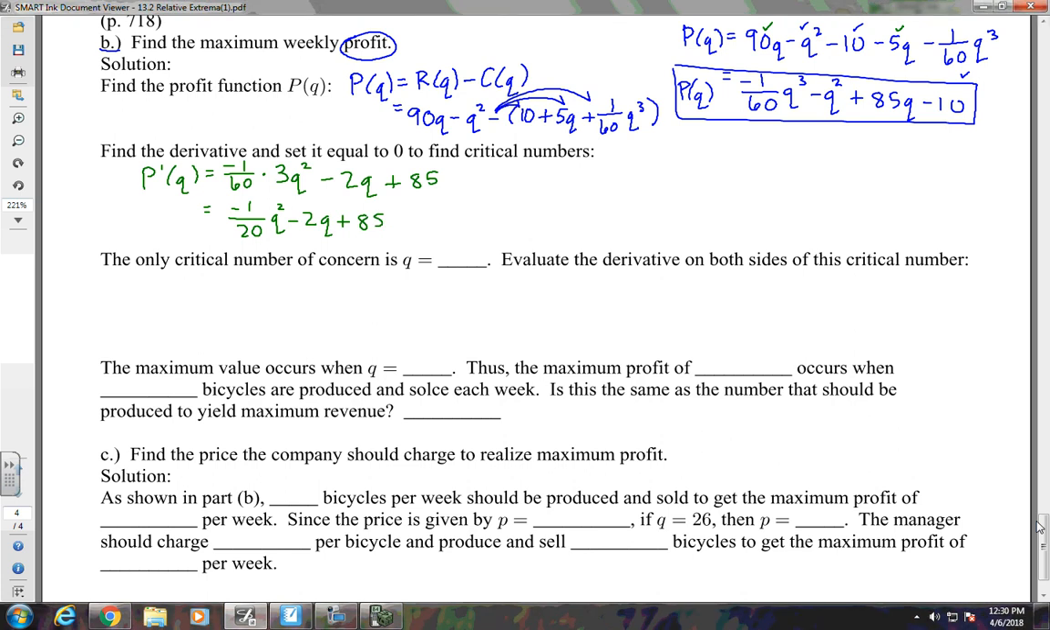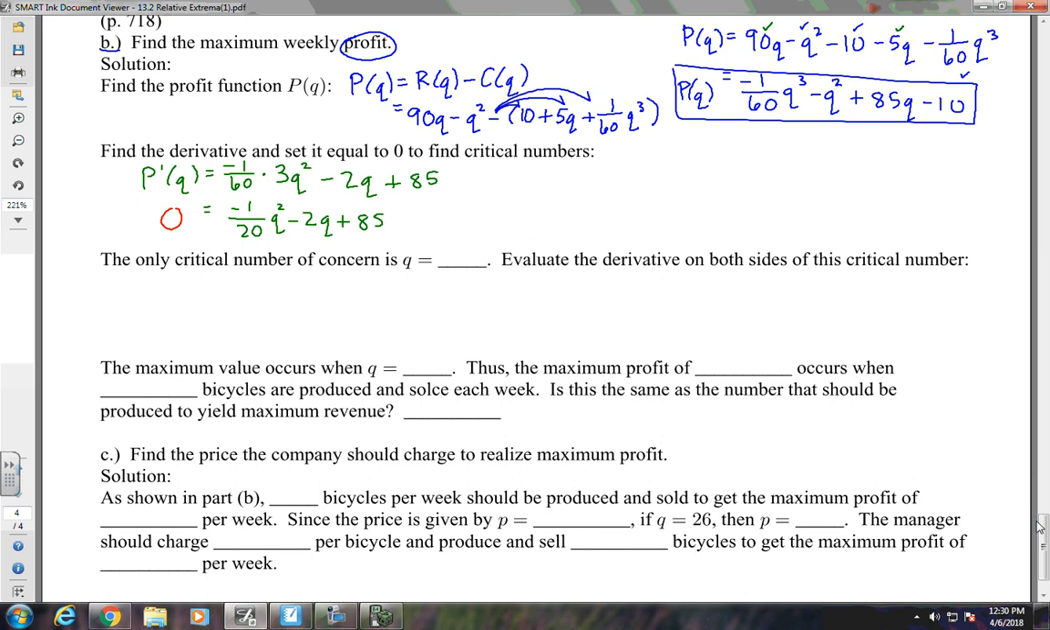So I need to find the critical numbers. We know to find the critical numbers, we are supposed to set the derivative equal to 0. Now, this one's not a lot of fun to factor for a couple of reasons. Number one, there's a fraction as the leading coefficient. And number two, if you sat down and worked with it for a while, you'd realize it doesn't factor. So what do you do when it doesn't factor? You resort to that quadratic formula.